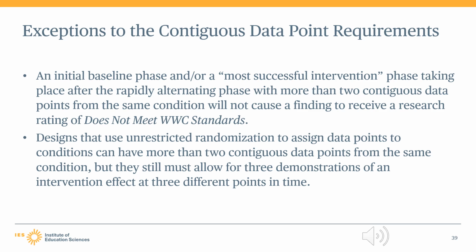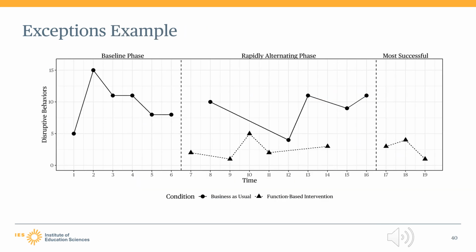The second exception to the contiguous data points requirement is that when designs use unrestricted randomization to assign data points to conditions during the rapidly alternating phase, they can have more than 2 contiguous data points per condition. However, there must still be 3 opportunities to demonstrate the intervention effect at 3 different points in time. Unless the researchers explicitly state that they used unrestricted randomization, reviewers should assume that some other form of assignment took place. This figure shows an example where both exceptions could apply.